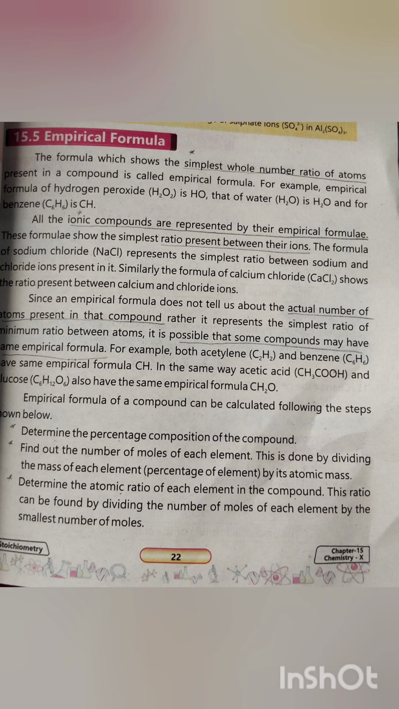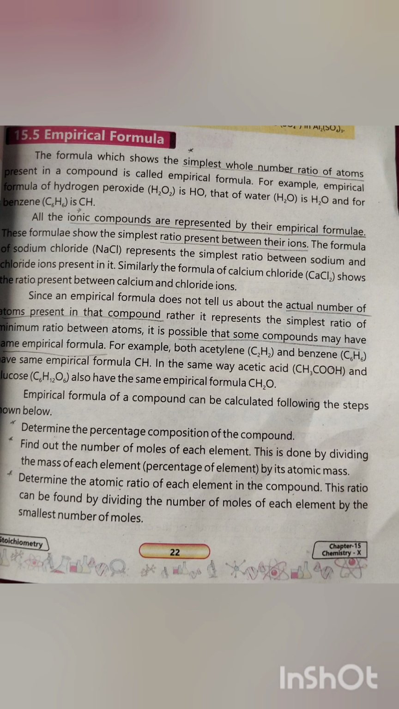Ionic compounds and empirical formulas: all ionic compounds are represented by their empirical formula. These formulas show the simplest ratio present between their constituent ions. The formula for sodium chloride represents the simplest ratio 1:1 between sodium ion and chloride ion. Similarly, the formula of calcium chloride shows a 1:2 ratio between calcium ions and chloride ions.